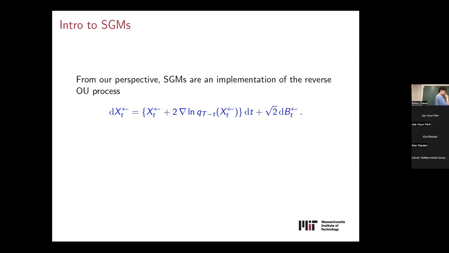Okay, so as I mentioned, in my perspective, I want to discretize this reverse SDE. This is just what I get when I apply this time reversal process to the Ornstein-Uhlenbeck process. I negated the drift, so minus X becomes positive now, and I also have the score function showing up. So this is the SDE that we want to implement.